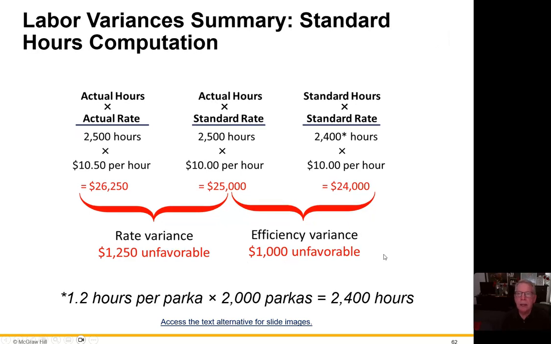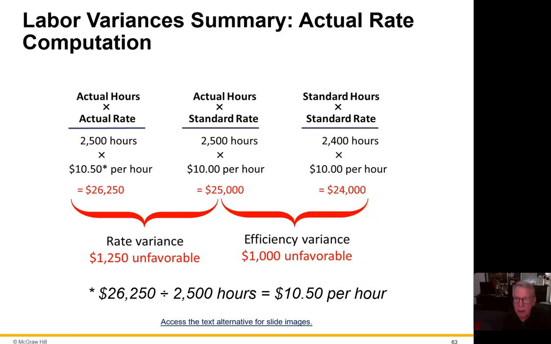Okay. Now, if I take a look at the spending variance, or I should say how we calculate these numbers, just as I verbally said, we take the 1.2 hours per parka times 2,000 parkas. That gives me 2,400 hours here. That's where we get that number. Now we also need to calculate the $10.50. And as you see, we take the 26,250 divided by the 2,500 hours to back into the $10.50 per hour actual.